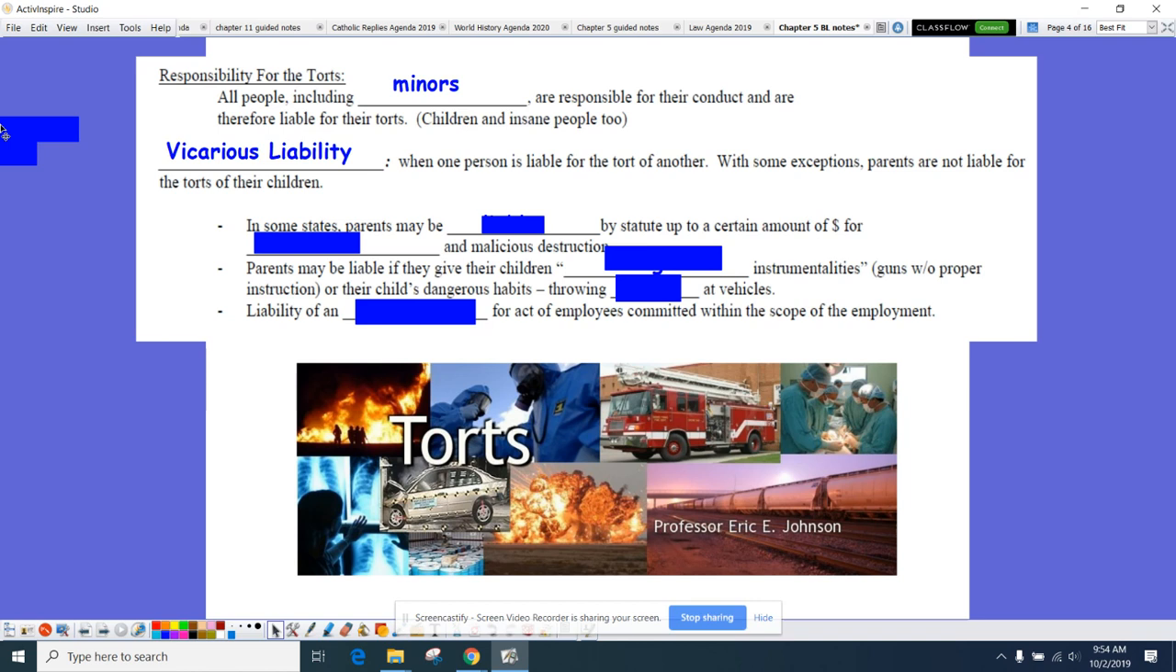But at the same time, if, let's say, a 10-year-old breaks windows as a result of the parents' negligence, then yeah, the parents are probably going to be held responsible. In some states, parents may be liable by statute up to a certain amount of money for vandalism and malicious destruction, kind of the example I gave a second ago. Parents may also be liable if they give their children dangerous instrumentalities. That would be like giving a kid a gun and not really instructing them on the proper use of that. Or if their child has dangerous habits of throwing rocks at vehicles or doing things that are going to possibly injure another.